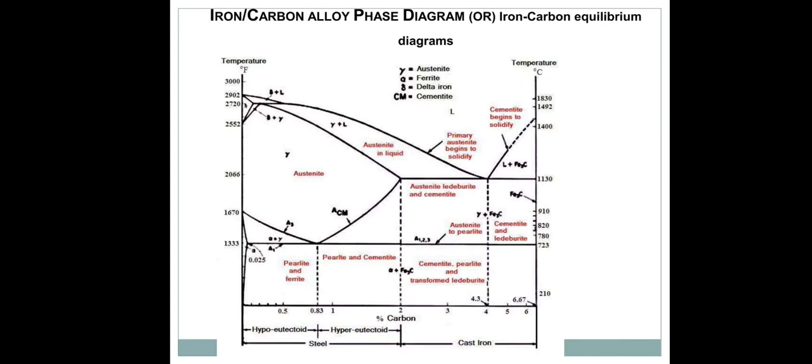In this iron-carbon phase diagram, we can see ferrite, alpha iron, an interstitial solid solution of carbon in alpha iron having the BCC structure. Here we can see austenite, gamma iron, an interstitial solid solution of carbon in gamma iron having an FCC structure.